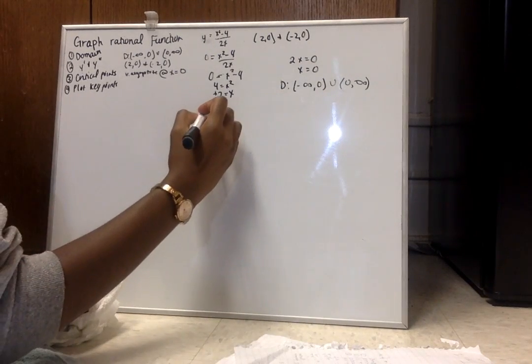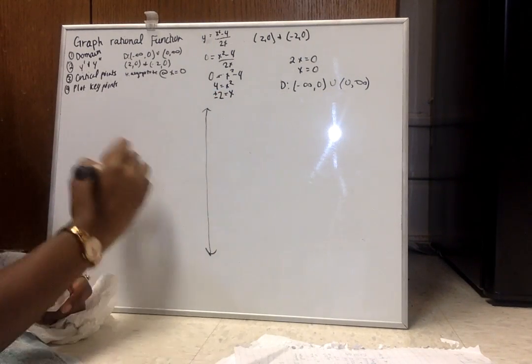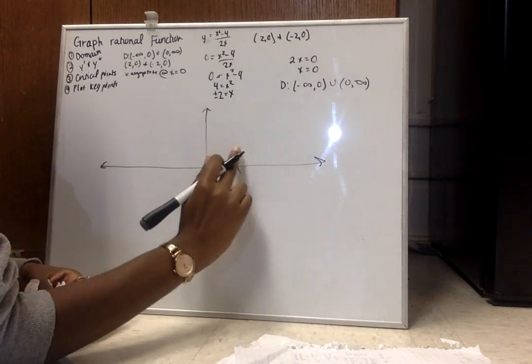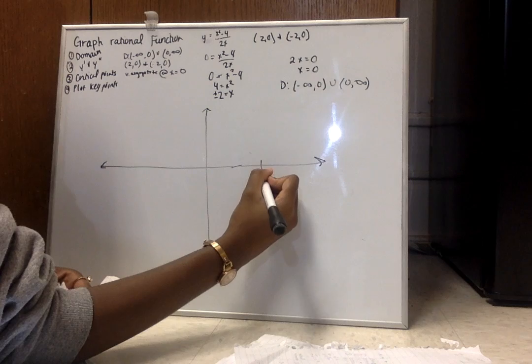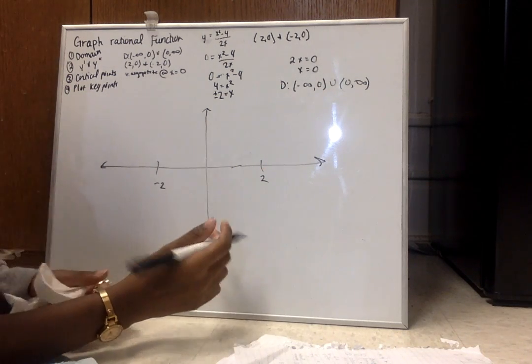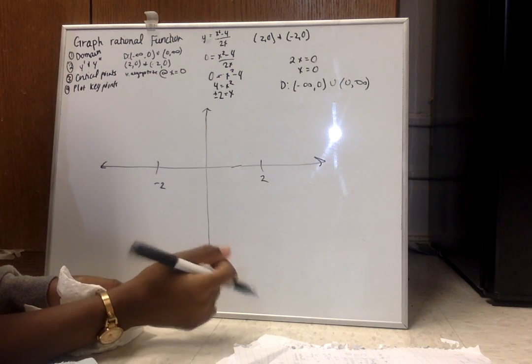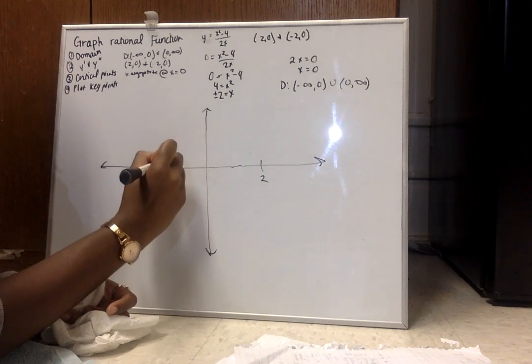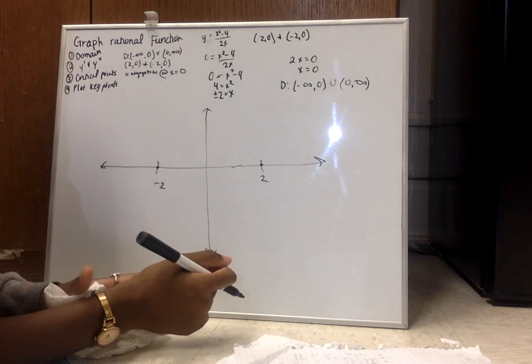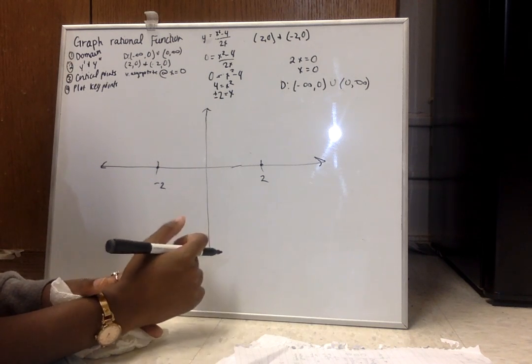So we're going to have our axes. Going to make this 2. This is negative 2. So we know that at 0, this function is not defined. We know that it is always increasing. And we know that it passes through the points (negative 2, 0) and (2, 0).